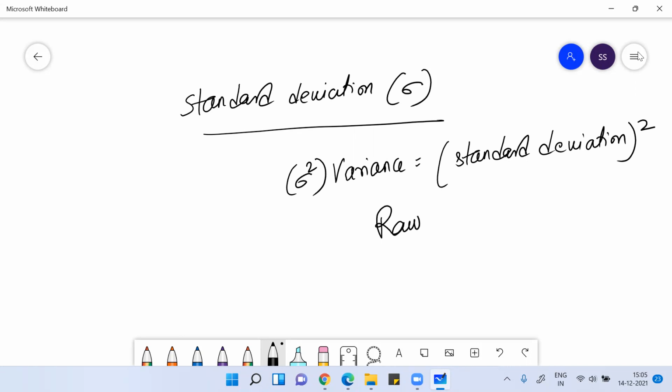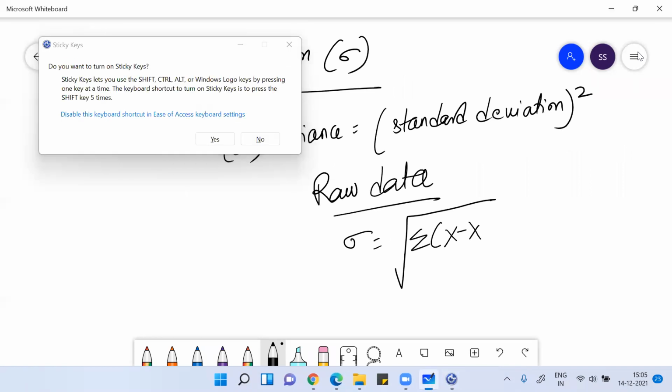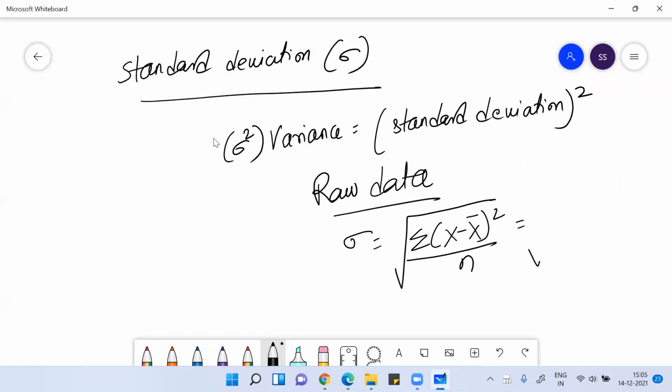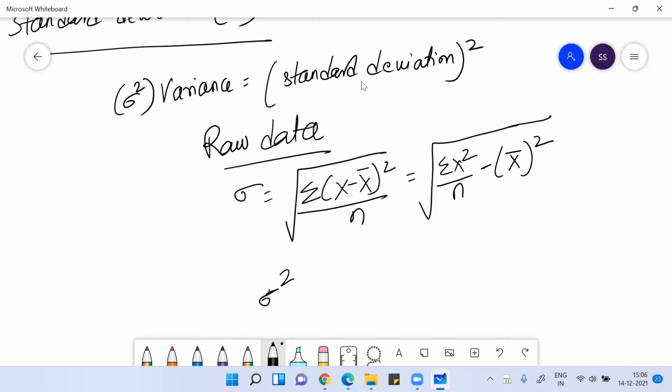If I give you raw data, the formula to calculate the standard deviation is under root of summation of x minus x bar whole square by n. This is the formula. Another formula to calculate standard deviation is under root of summation of x square by n minus x bar square. This is another formula to calculate the standard deviation. Clear, everyone?